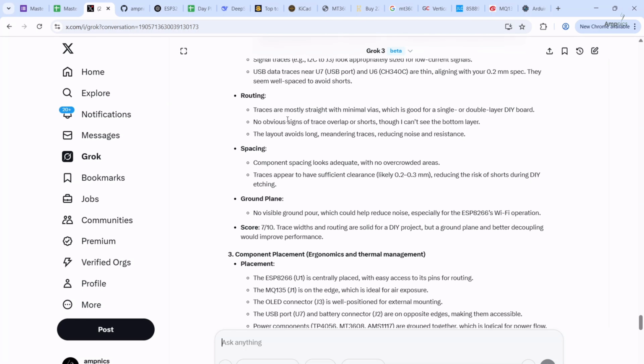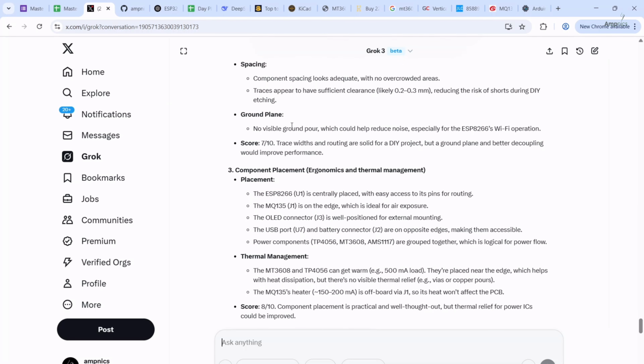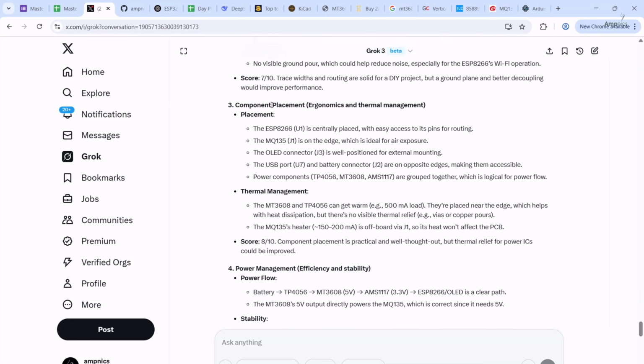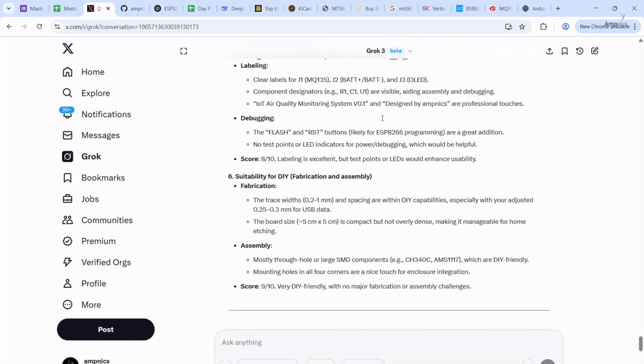Then traces are routed straight with minimal vias. Actually, the color of the PCB is black, that's why it is not visible. We have poured the ground plane on the PCB, so I don't think the number it is detecting overall is considerable. Okay, yes, this is concerning: the thermal management of the MT3608 and TP4056. This is something which is considerable. So anyways, you can check this one.